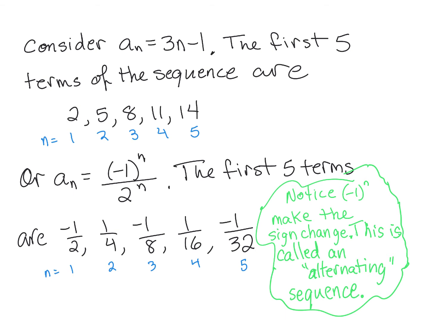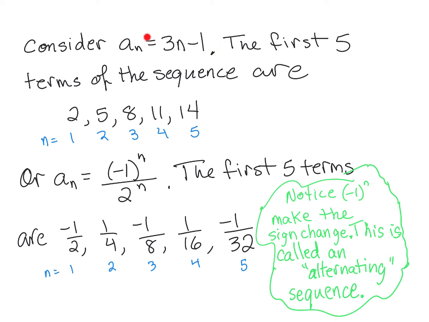All right, let's look at this example where the nth term in a sequence is 3 times the counter minus 1. So the first 5 terms, when the counter is 1, you plug 1 in, you get 3 minus 1 is 2. Plug in a 2, you get 6 minus 1 is 5. Plug in the 3, you get 8. Notice that these are going up by 3 each time.